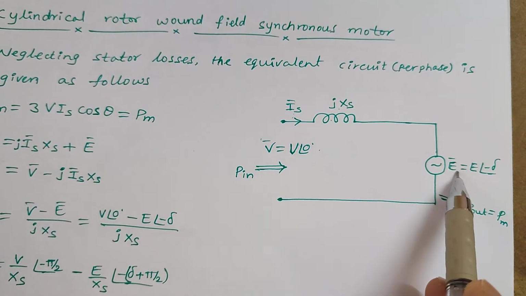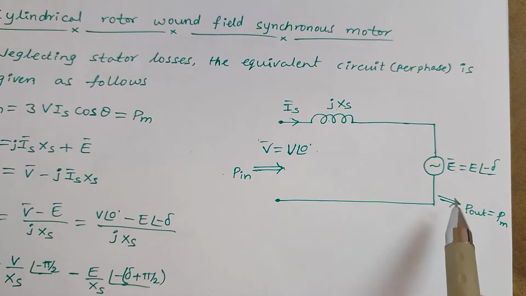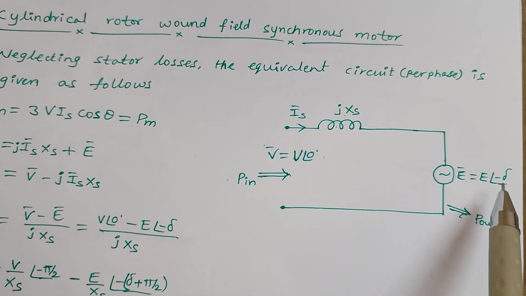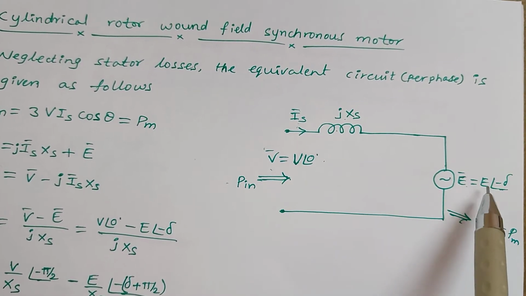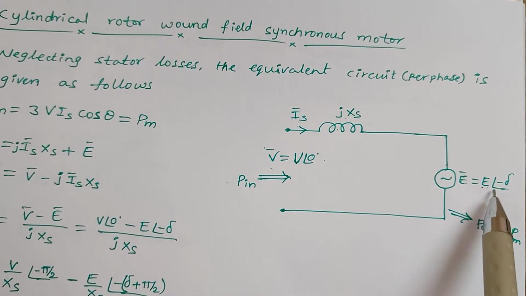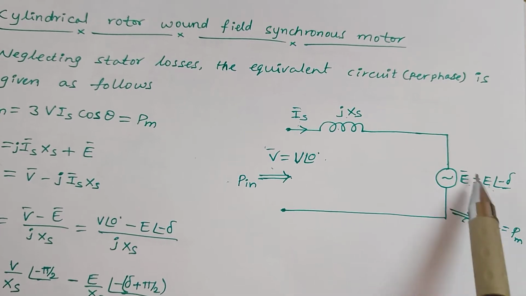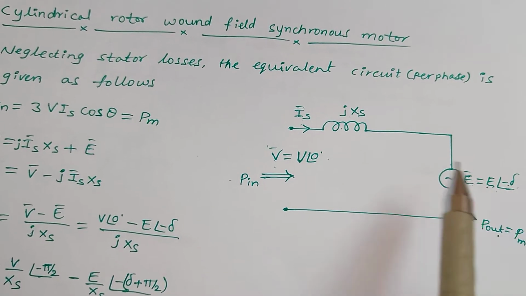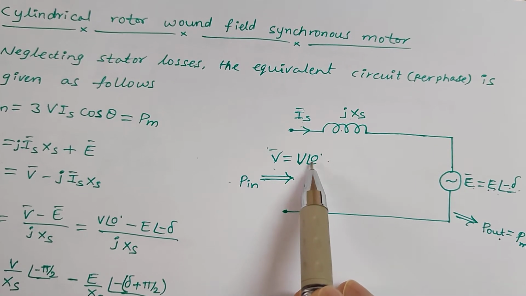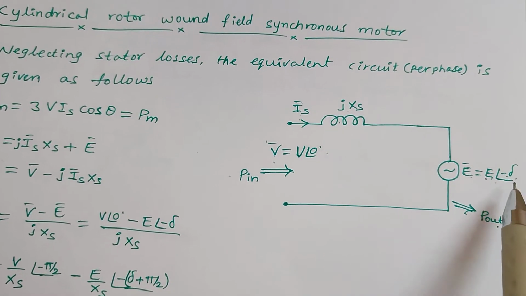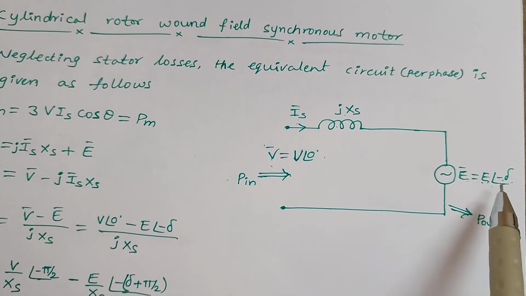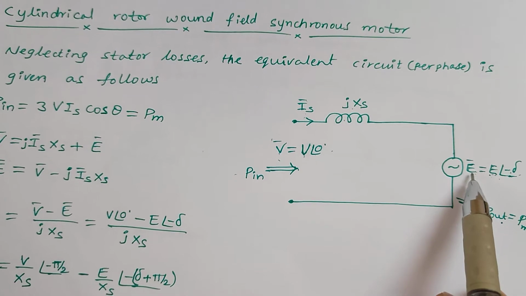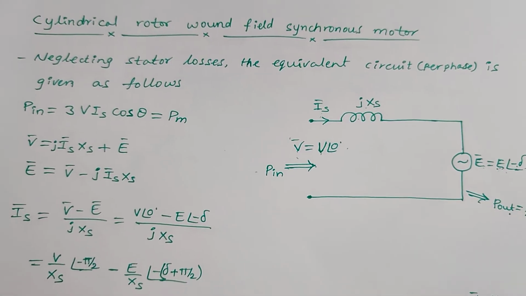All these are vectors, and this is P input and this is P output, and E is at an angle minus delta, because this is a motor. The angle between V and E is called the torque angle. E always lags V by an angle delta. If V is at a phase angle of 0 degrees, then E lags V by an angle delta. That's what we have given here: E is equal to E at an angle minus delta.